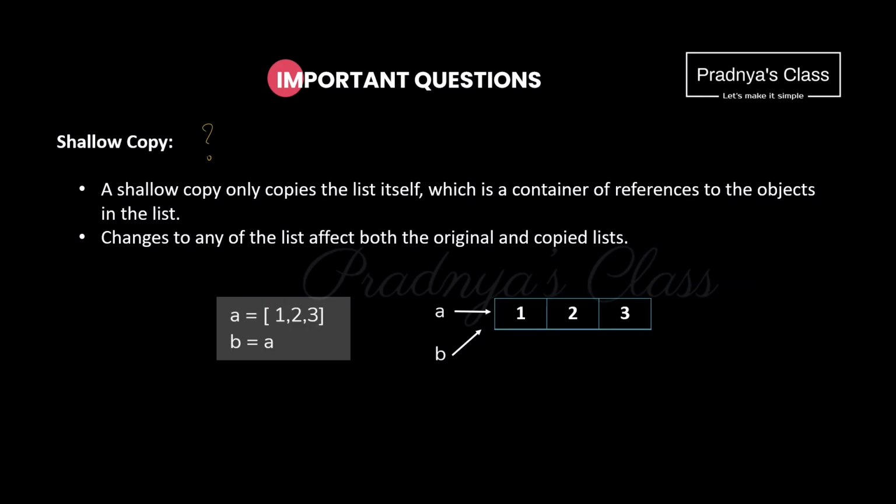Then what about shallow copy? If you are creating a copy of the list using the assignment operator, both the variables actually point to the same list. That's why if you change something in one list, it will reflect in the copied one too. Hope you understood the difference between deep copy and shallow copy.